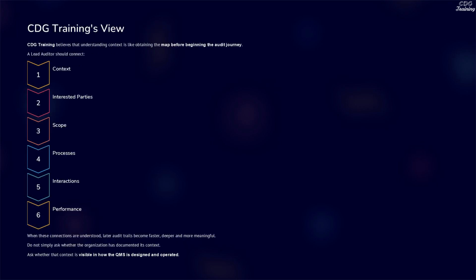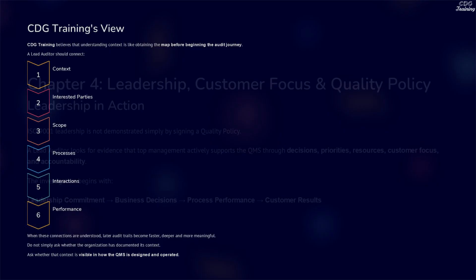CDG training emphasizes understanding context before beginning the audit journey. A lead auditor should connect context, interested parties, scope, processes, interactions, and performance. This ensures audits are focused, deeper, and more meaningful.